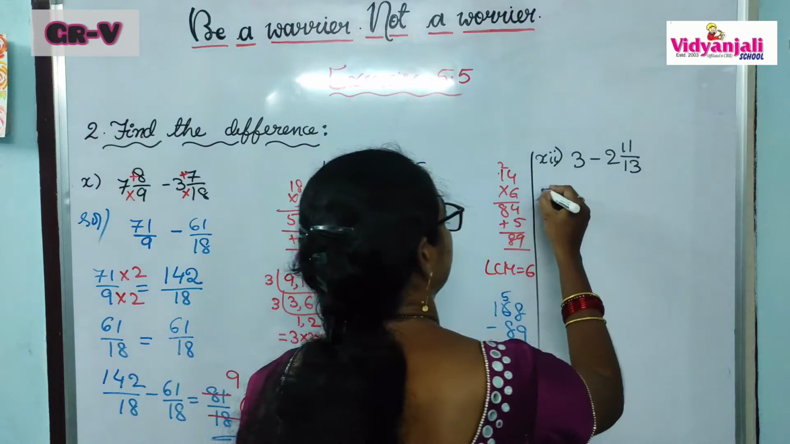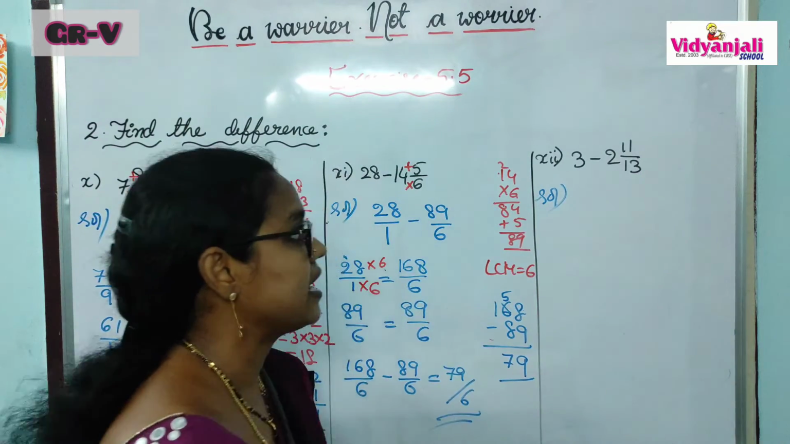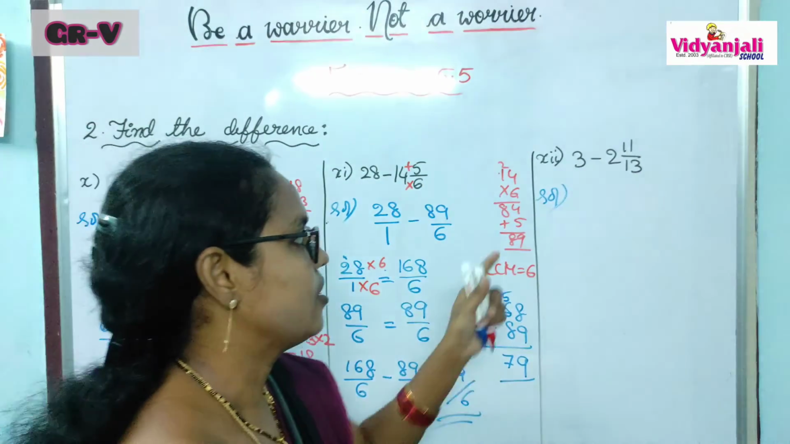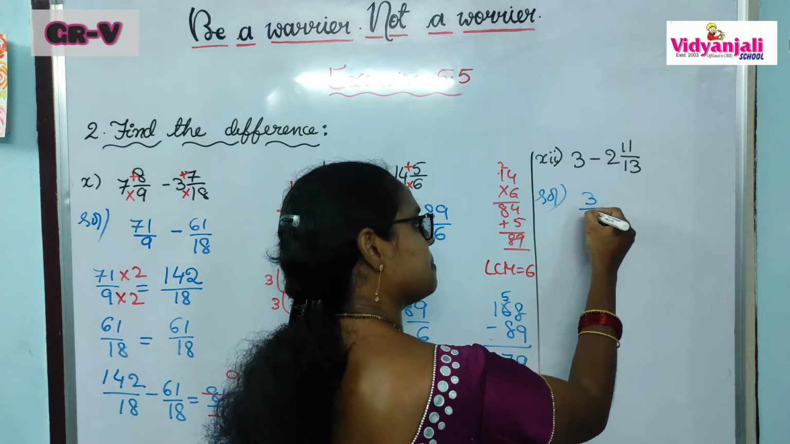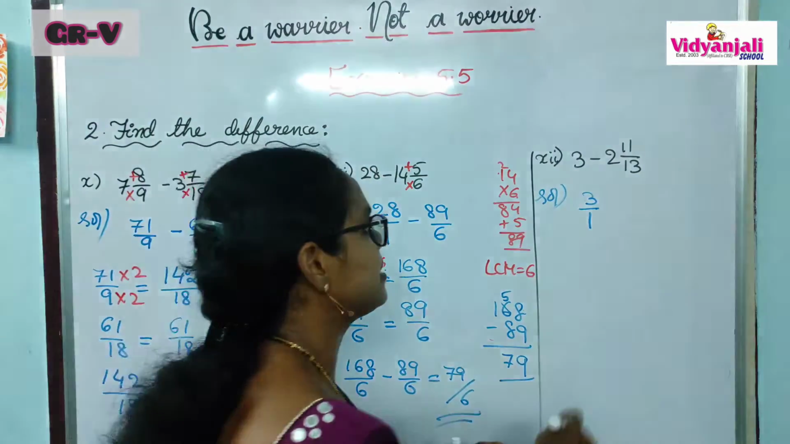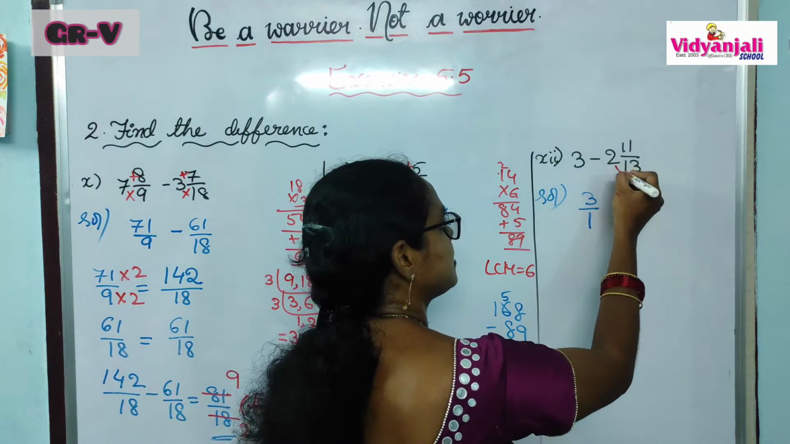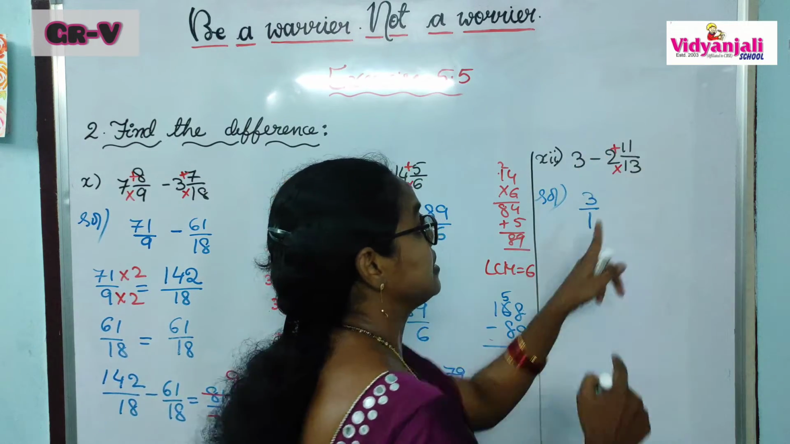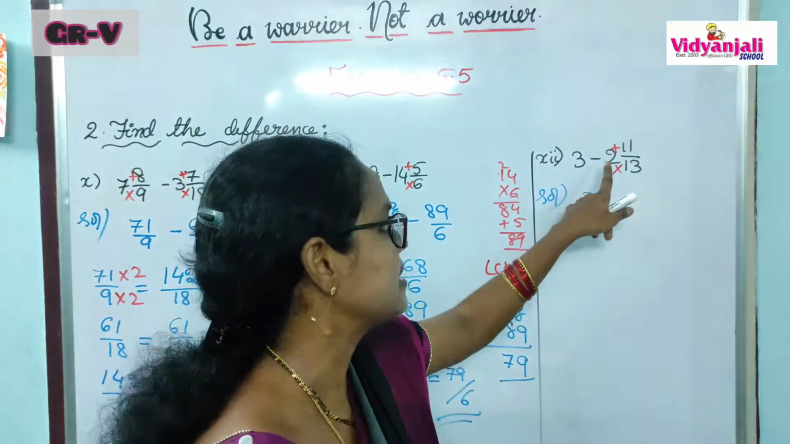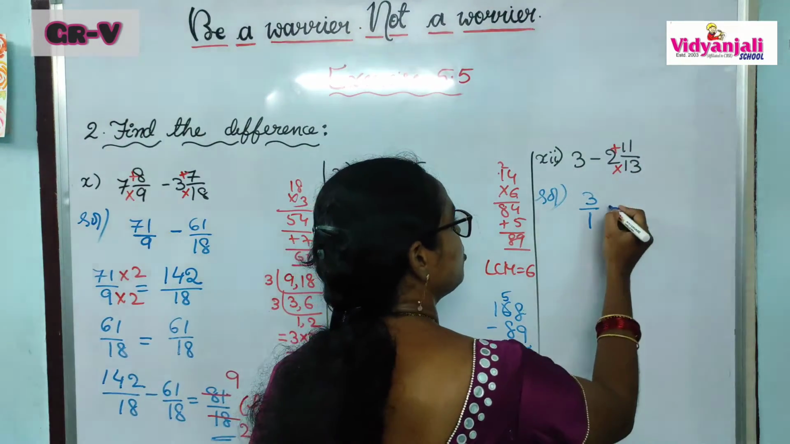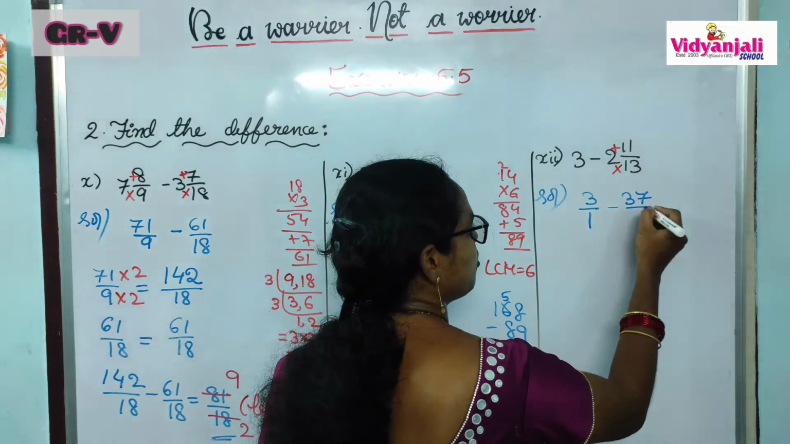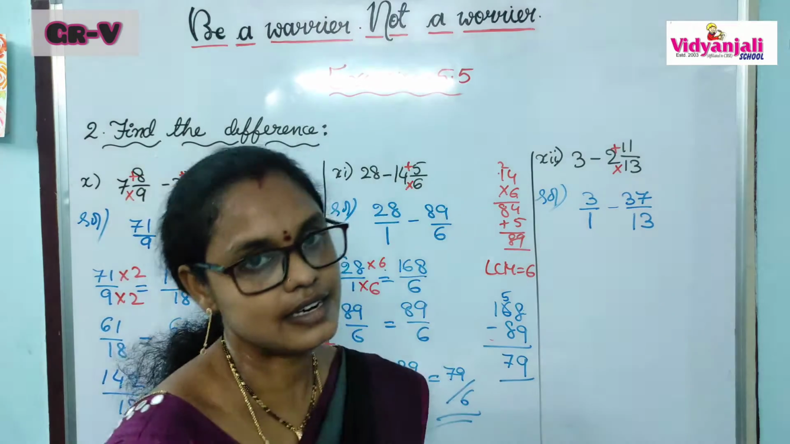Next, 3 minus 2 11 by 13. We know how to convert a number to a fraction. Just write by 1. Okay. Now convert this mixed fraction to improper. 13 2s. 13 into 2, 26. 26 plus 11, 37. Right? So, improper fraction form is 37 by 13.